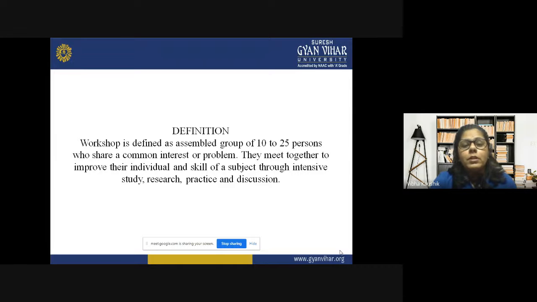Now, a workshop is defined as an assembled group of 10 to 25. How many persons can easily participate in a workshop? We are saying that if a workshop has been organized, then 10 to 25 can easily assemble in that workshop, who share a common interest or problem. How is that group formed? It is formed on the basis of the common interest of the students or persons who are going to participate in the workshop, or they have a similar problem and want to find the solution to that particular problem. For finding that solution, a workshop can be organized.